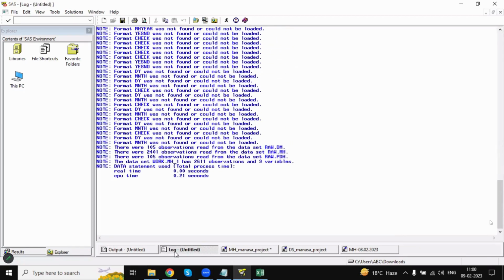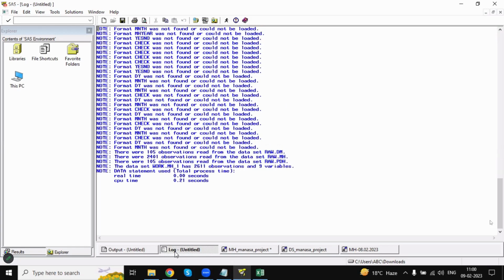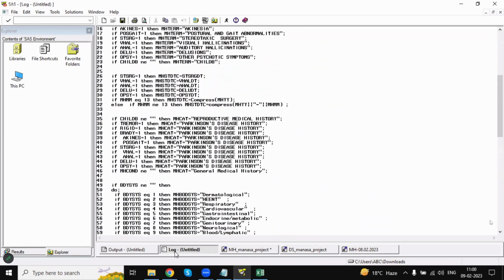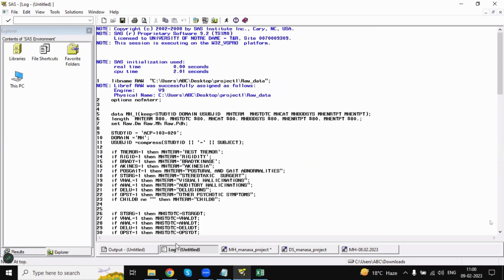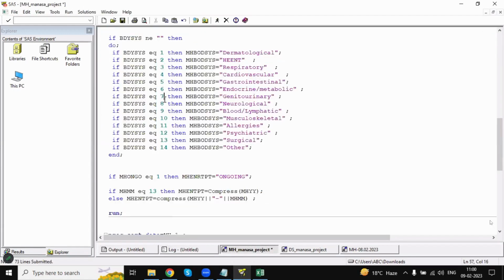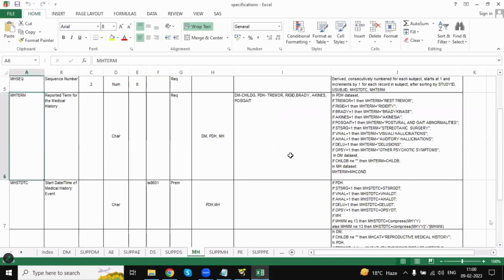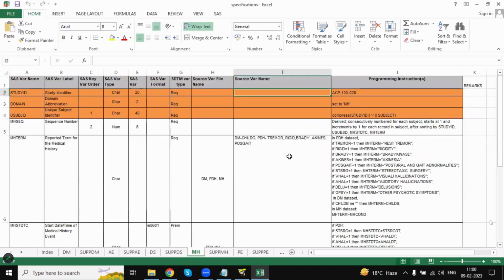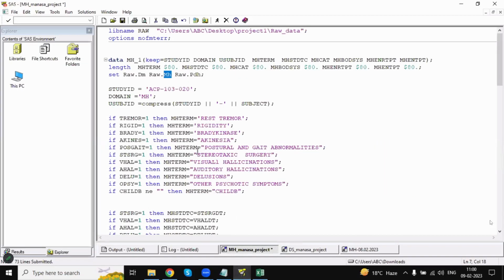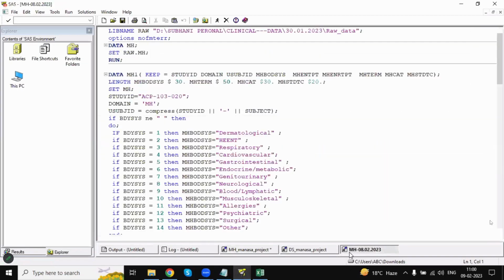What about the values? Values you are getting, Sudarshan, but are those correct or not? See, I'll tell you. You have an observation here. What is the MH domain? Medical history domain. You have data in three different data sets: DM, PDH, and MH. Correct?